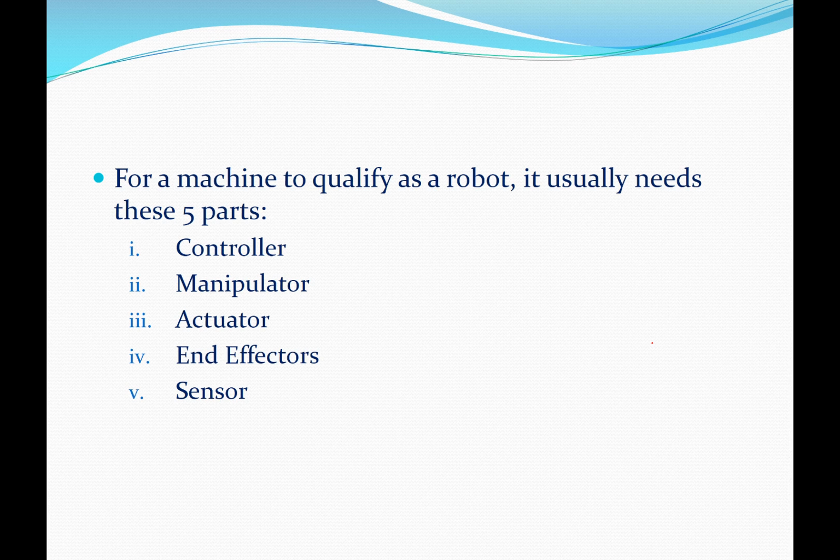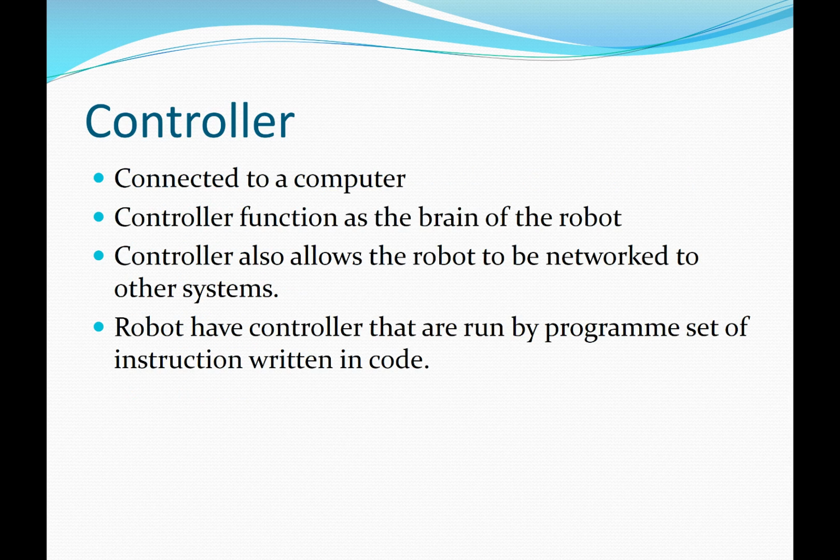The manipulator is typically the arm of a robot. The actuator is what makes the arms move. The end effectors, that's the clamp, the magnetic, the pneumatic vacuum, pump or pressure. And of course, the sensors are what the robot senses with.